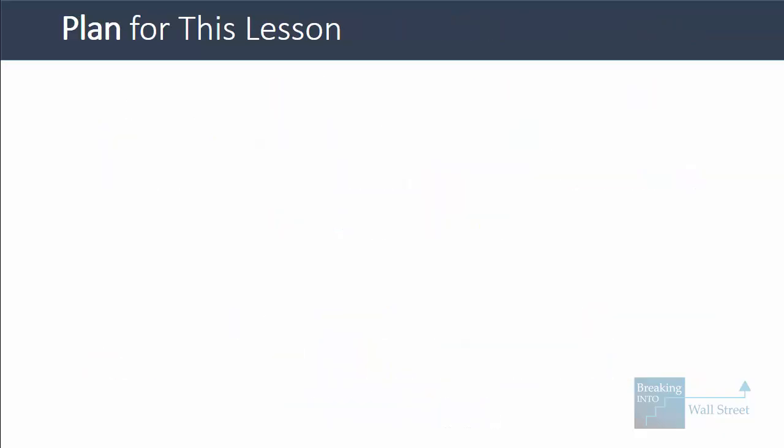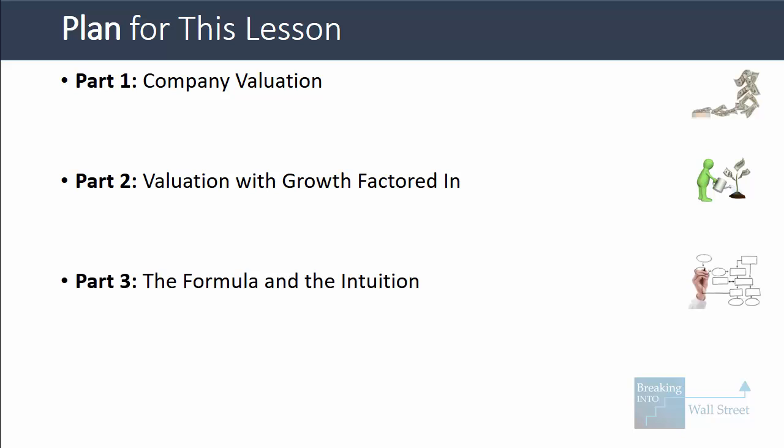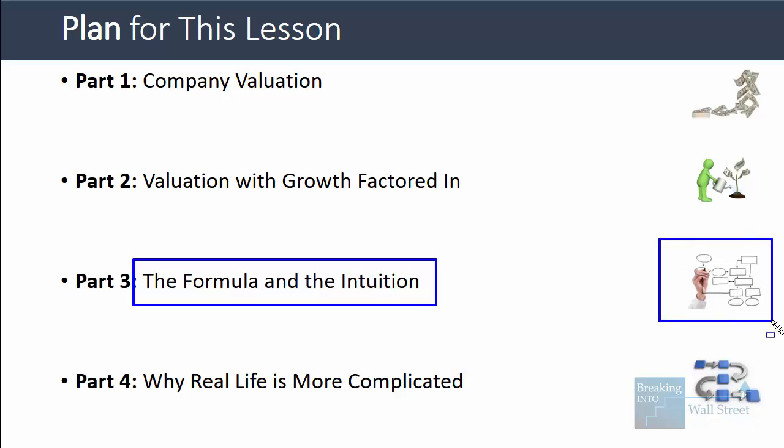We'll cover 4 main topics in this lesson. First, we'll talk about company valuation and go through the intuition behind determining how much you would pay for a company. Then we'll look at valuation with growth factored in and see what happens when companies grow and change over time. Then you'll learn the overall formula that you can use to value any company or asset and the intuition behind it. And then you'll learn why real life is more complicated and why, even though this formula is helpful for thinking through the basics of valuation, it doesn't really hold up in most scenarios, and you have to expand on this and make it more complex when you use it to value real life companies.